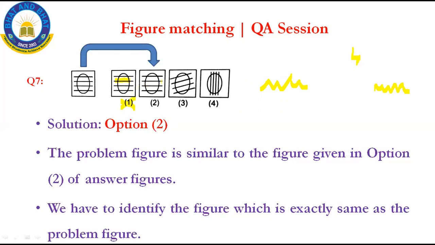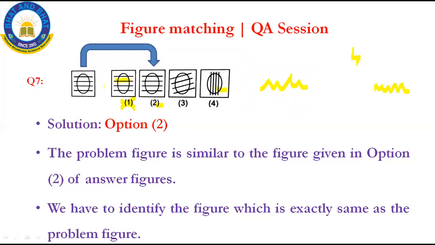We'll go with option 2 now. Yes, see here 1, 2, 3, 4, 5: 1 zigzag line, 1 straight line, and a zigzag line. The first one and the fourth one are zigzag lines, and the rest are all straight lines. It resembles the problem figure only. So option 2 is the correct answer. Why is option 3 not the correct answer?